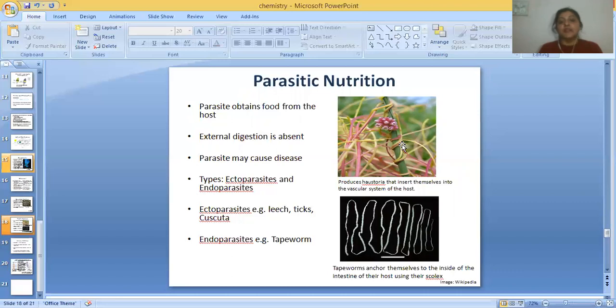And then we have endoparasites like tapeworms. Tapeworms have hooks and suckers, and basically they attach to the intestine, and they also cause disease. So this is the parasitic mode of nutrition in which disease can be caused. The most common disease caused by tapeworm is taeniasis, and it is very regenerative.